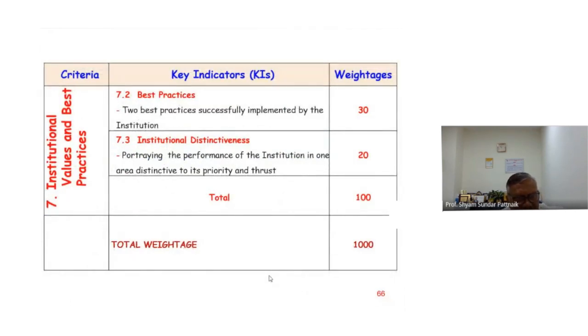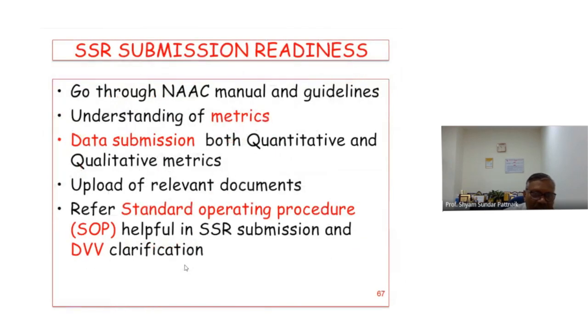In the best practices, at least 2 to 3 best practices must be shown, implemented, and documented, and must be uploaded. And if you have some unique distinctiveness, that should be in your executive summary also. Here you must be in a position to put that in the matrix. So that is the way the 1000 score, this total weightage which we are having, and this is the way the micro details are there.